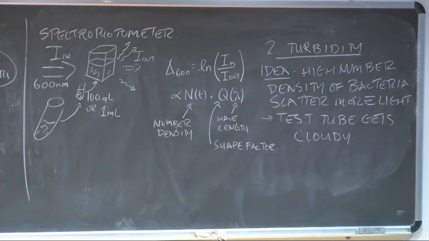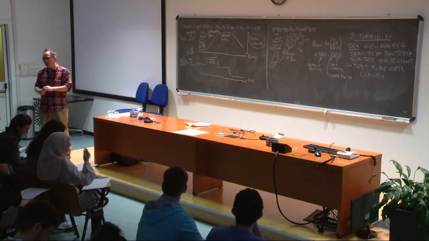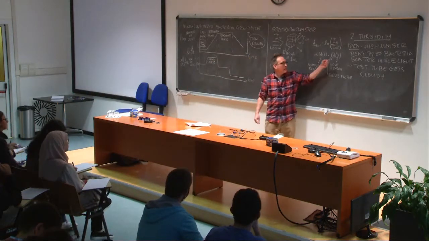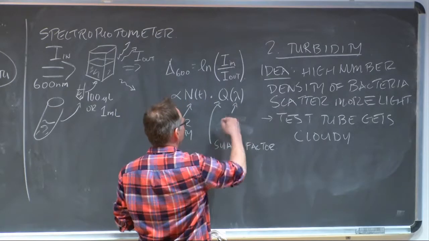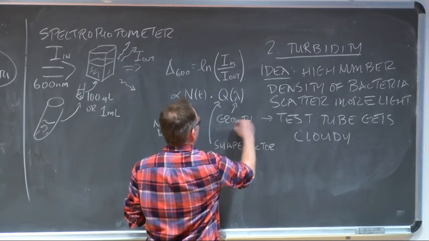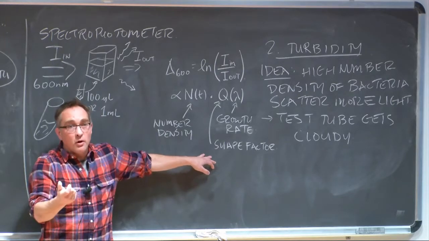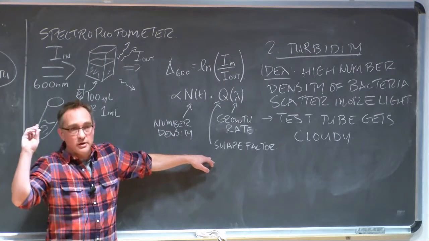Okay, so I put this up here for two reasons. One is that the shape of these bacteria is rod-like, and so they don't scatter like spheres, unless they're growing very, very slowly. Which brings me to another point. Depending on how fast they're growing, sorry, this is not the wavelength. This is the growth rate. So depending on how fast they're growing, their shape changes. All right, and we'll come to that this afternoon.